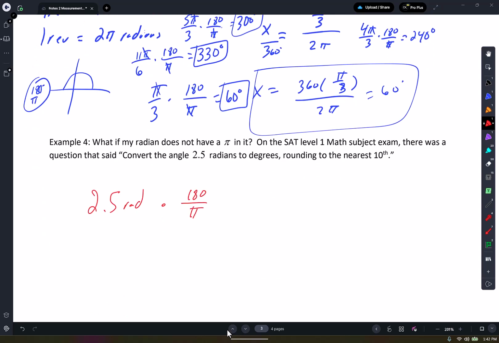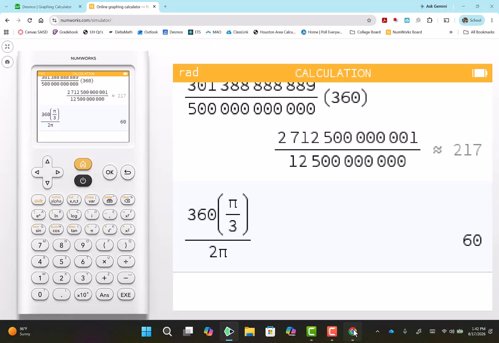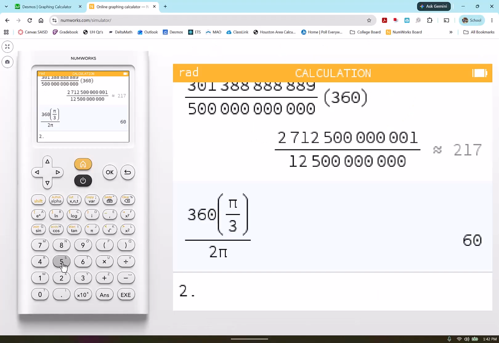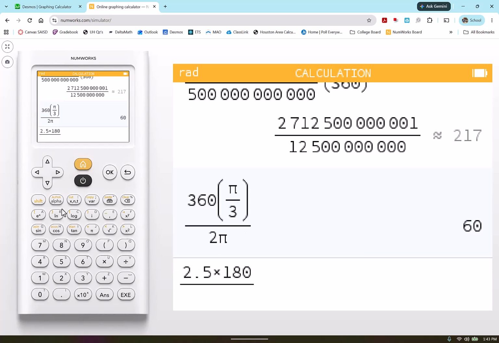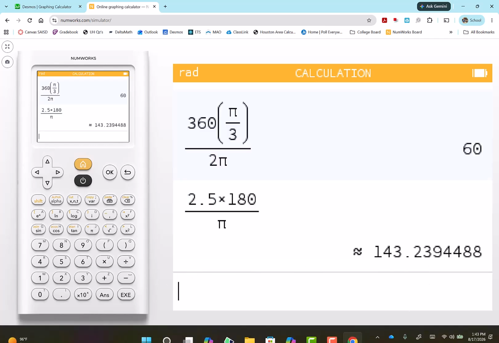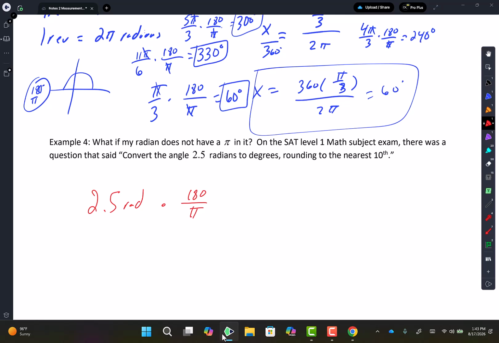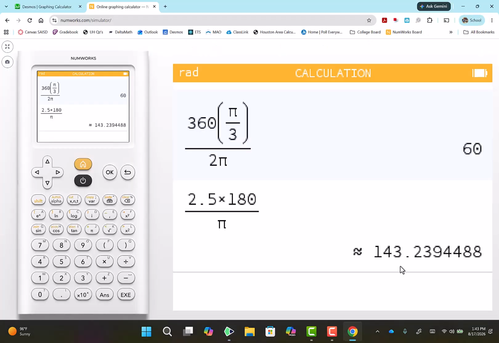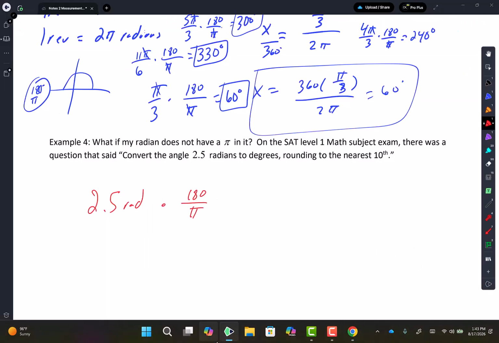And this one, just go verbatim with that. So 2.5 times 180 over pi. I really like this calculator, by the way. 143.239. Now it says to do it to the nearest tenth. So 143.2 degrees. There it is.